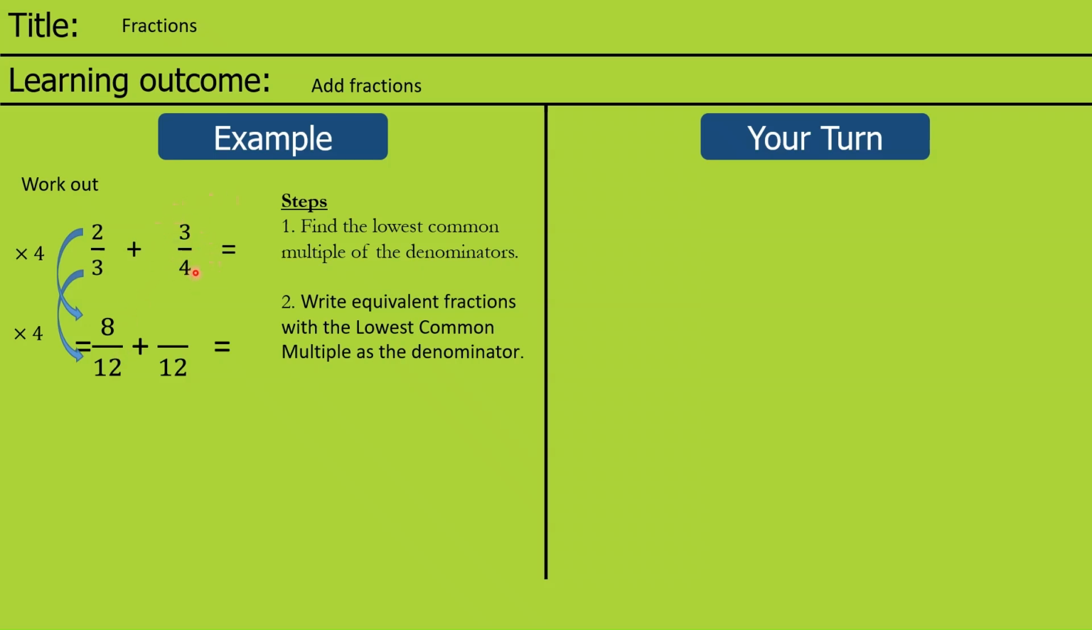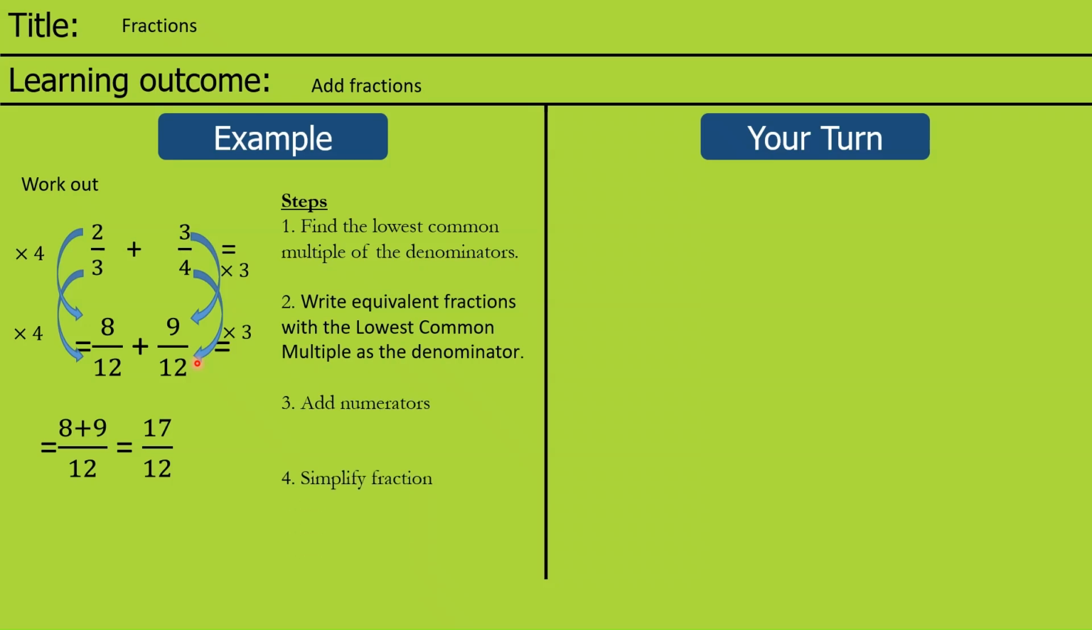We have 3/4. What can I multiply by 4 to get 12? That is 3. 3 times 4 is 12. Remember to multiply your numerator by 3 as well. So 3 multiplied by 3 is 9. Now we can add our numerators. Therefore, your answer should be 17/12.